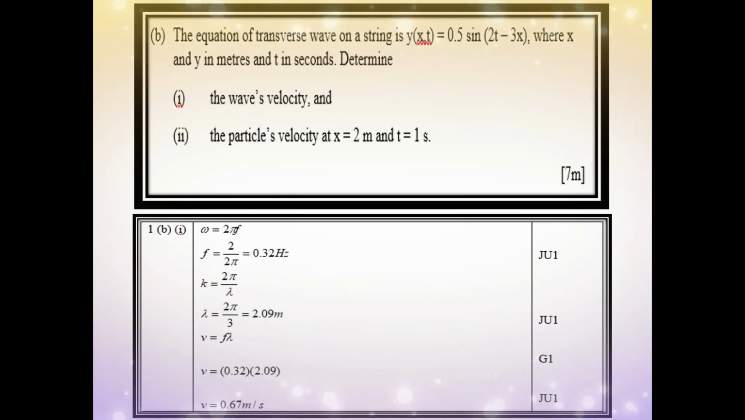So by using equation of speed of wave v equal to f lambda, we have the value of f now, and then the value of wavelength 2.09 meter. Substitute all the values, and then we will get the answer v equal to 0.67 meter per second.